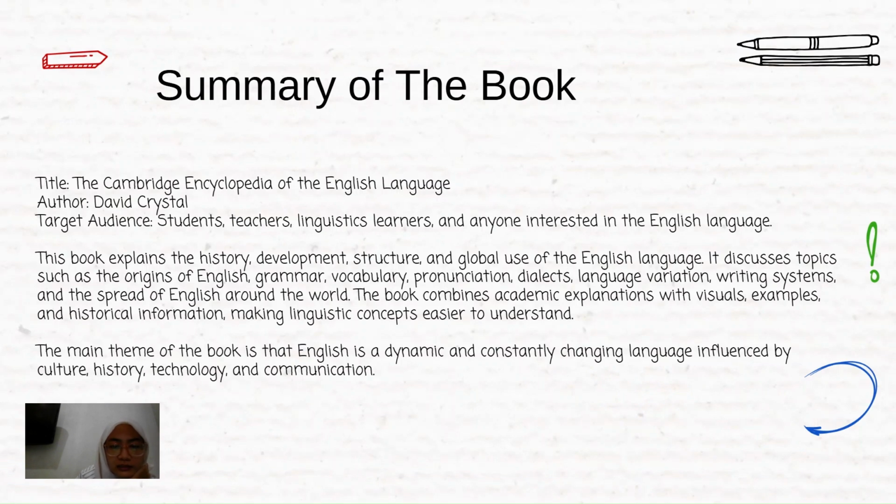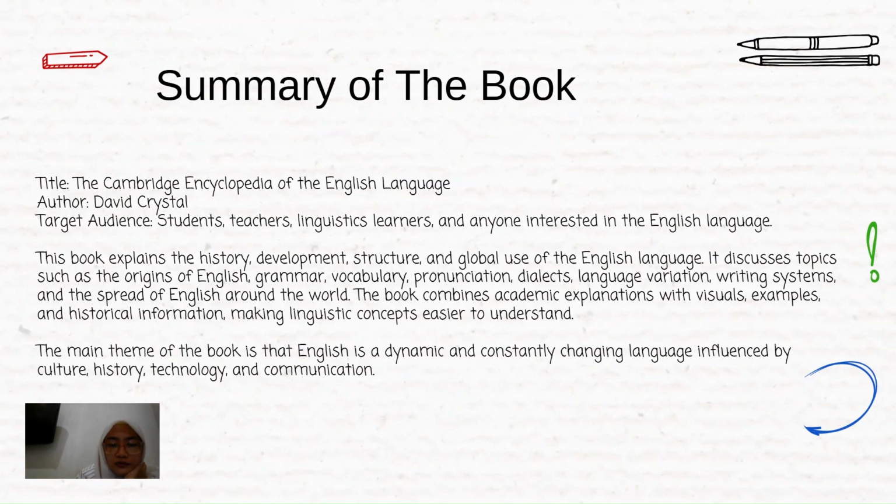And this book explains about the history, development, structure, and global use of the English language. And it also discusses topics such as the origin of English, grammar, vocabulary, pronunciation, dialects, language variation, writing system, and the spread of English around the world. So the book has a broad range of topics in the materials. And the book also combines academic explanation with visual examples and historical information. It's like making linguistic concepts easier to understand.